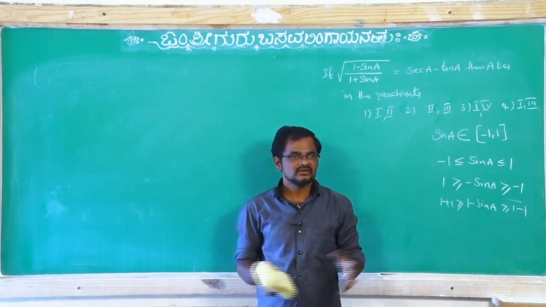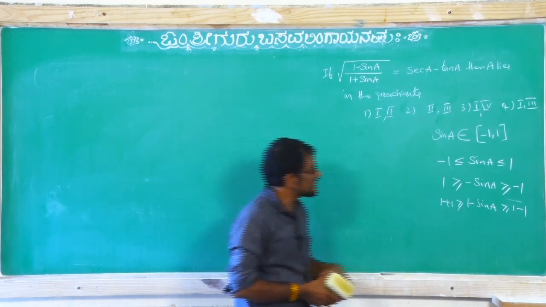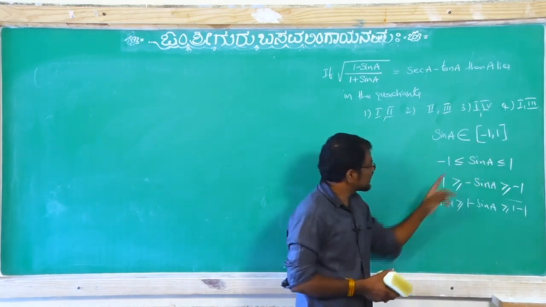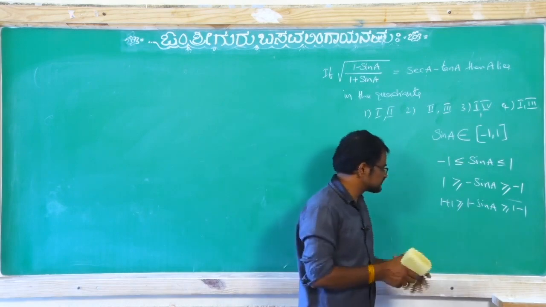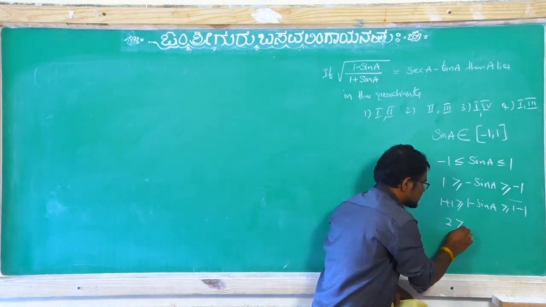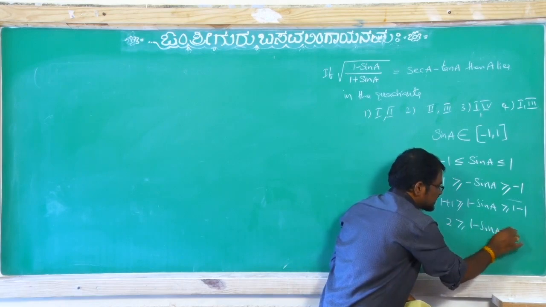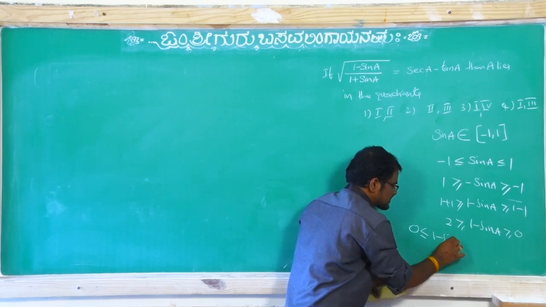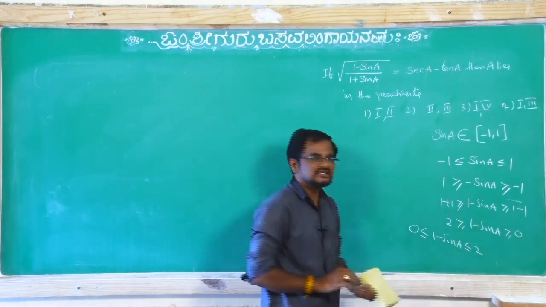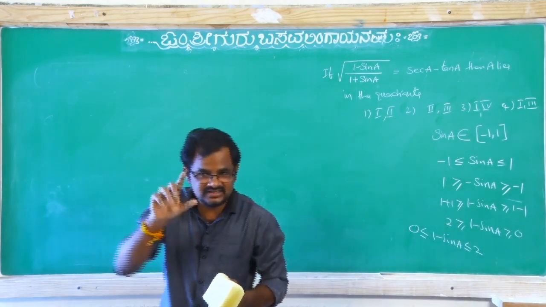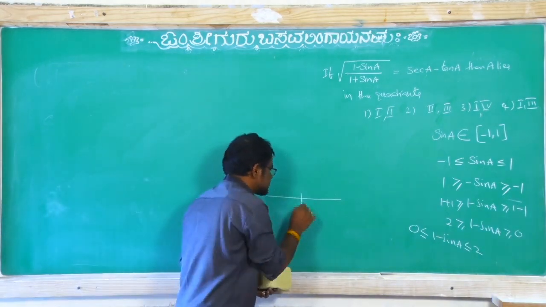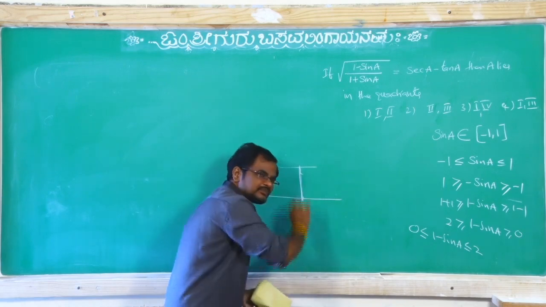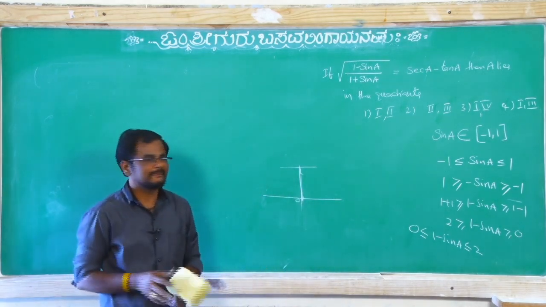So here 1 minus sin A exists from where to where? Tell me. For that, multiply with minus, again add 1. Now here 2 is there: 2 greater than or equal to 1 minus sin A greater than or equal to 0. So 0 is less than or equal to 1 minus sin A, less than or equal to 2. If you draw the graph of 1 minus sin A, it exists from 0 to 2. It will not come on the negative side. Clear?